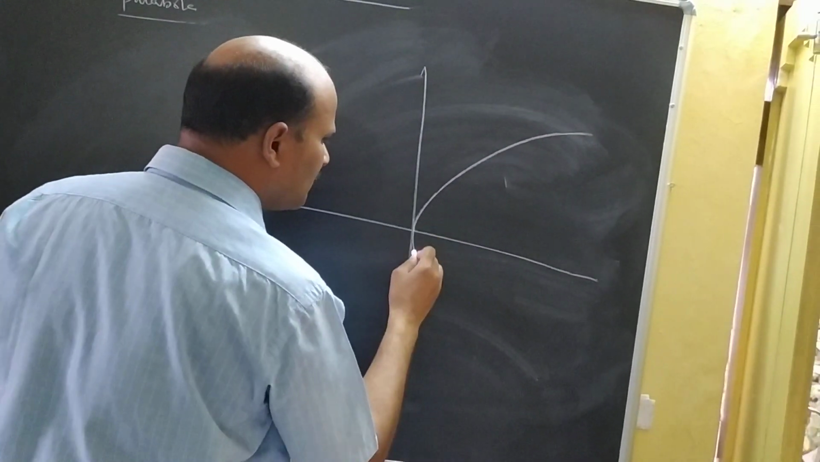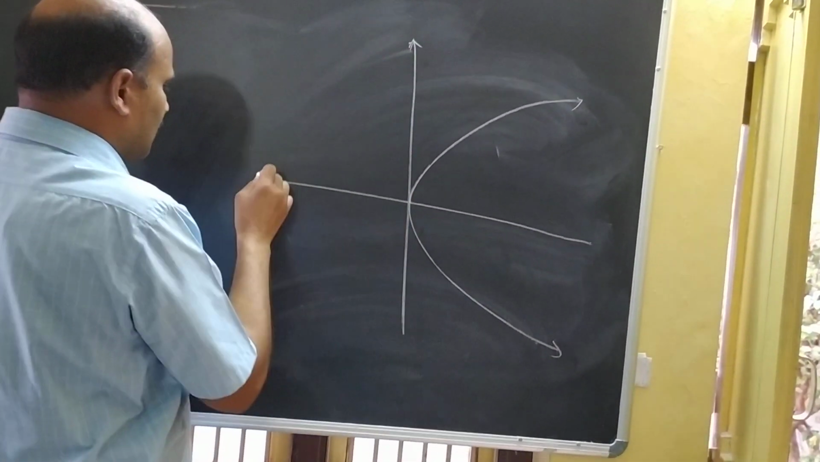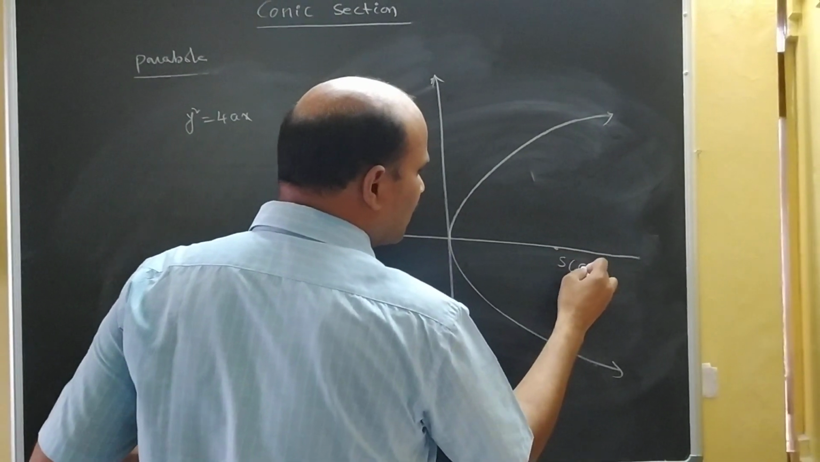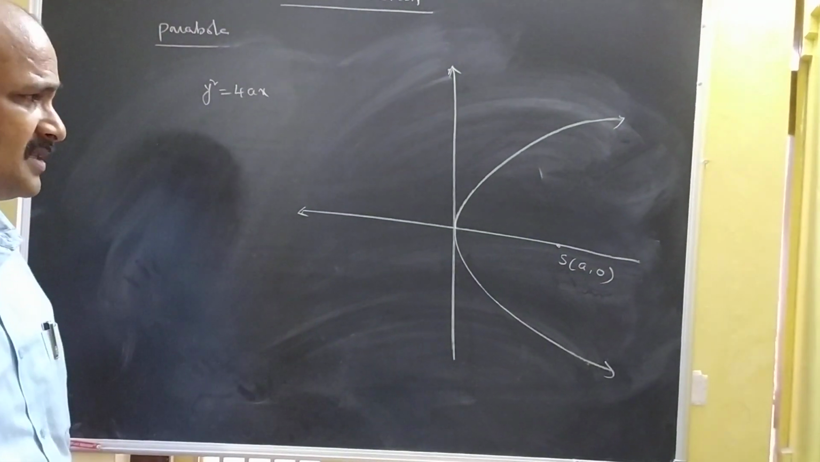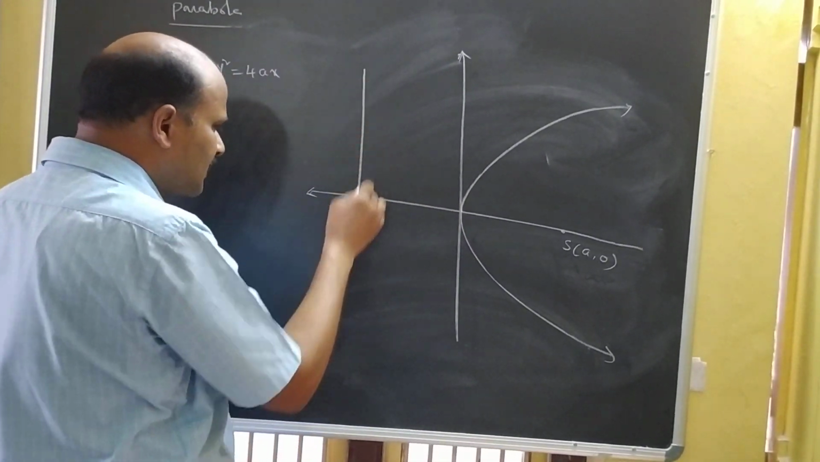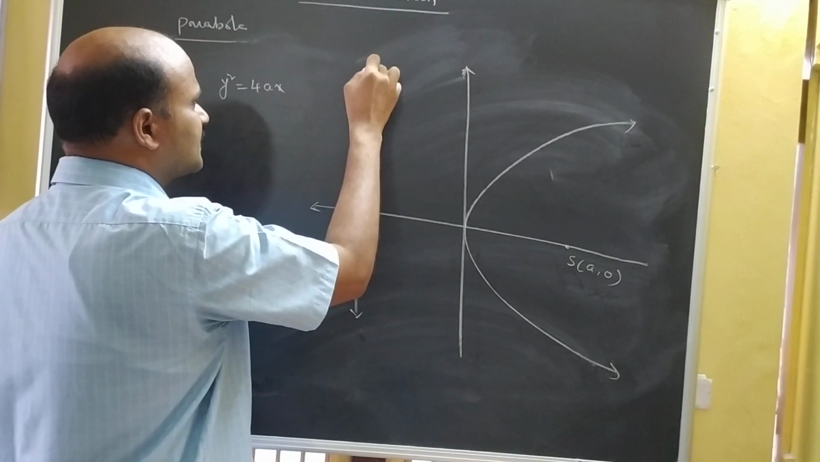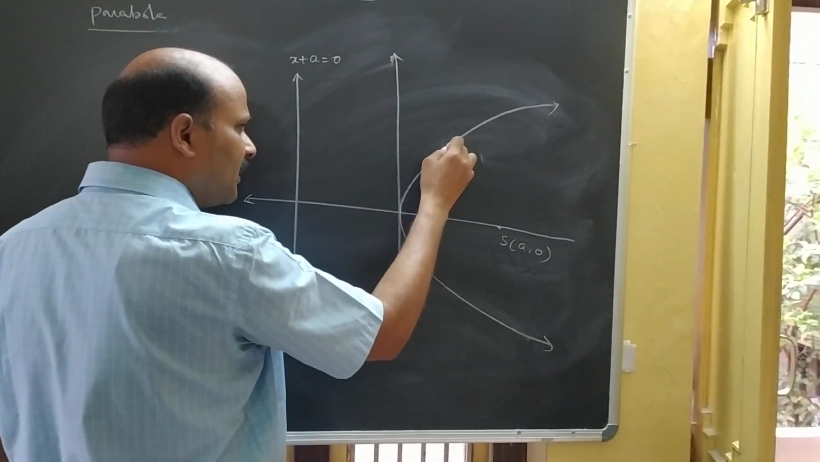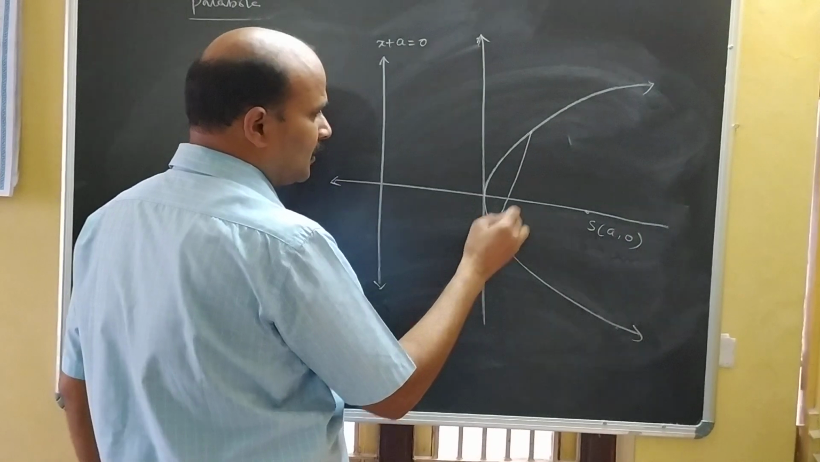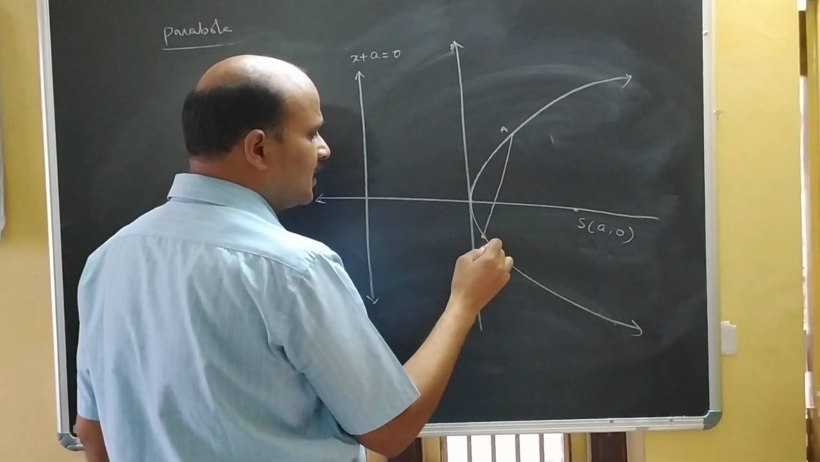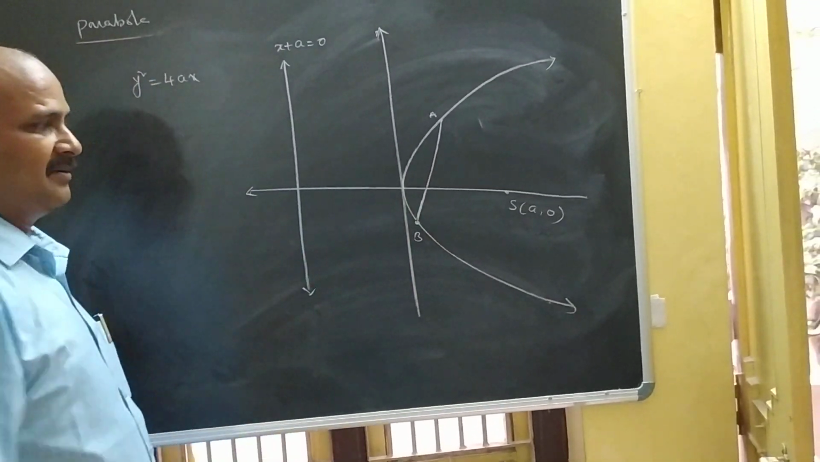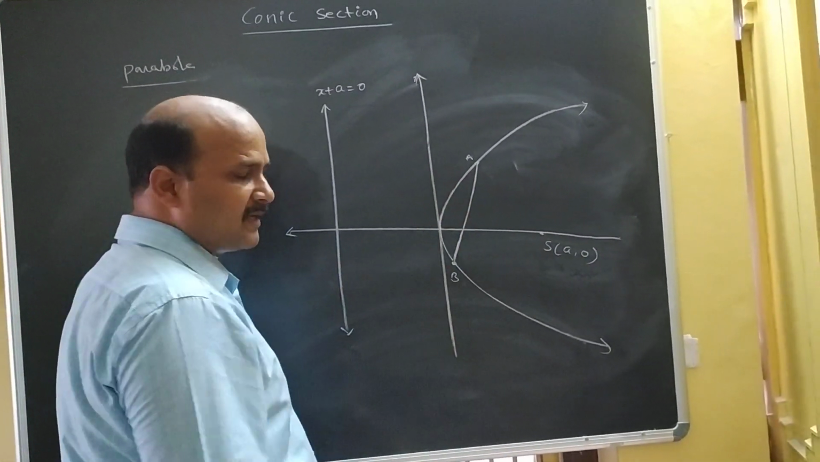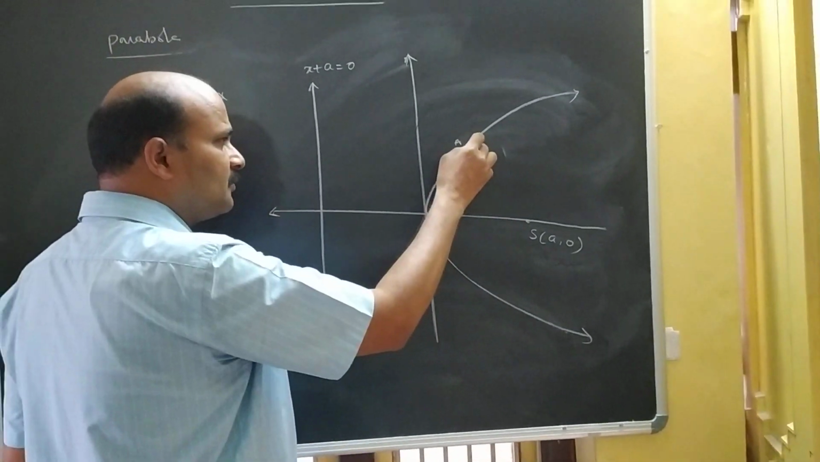This is the standard form of the parabola, y square is equal to 4ax. The point S is called the focus, (a, 0). This is the equation of the directrix, x plus a is equal to 0. The line segment joining any 2 points on this curve, like A and B, is called a chord of the parabola. Like that, you can take any 2 points. The line segment joining any 2 points on the parabola is called a chord.